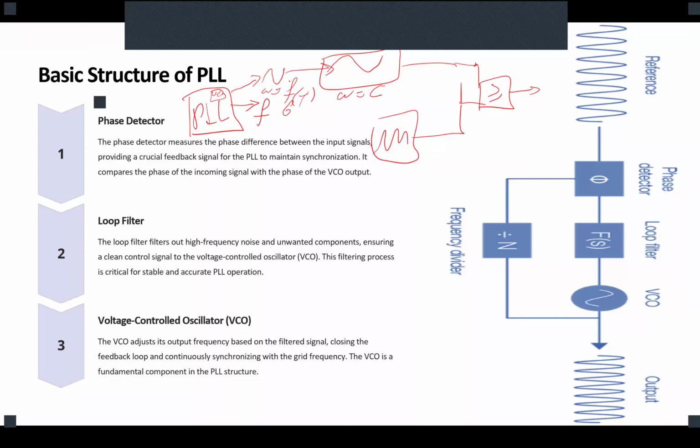Here. Oh, the grid voltage. You have the inverter here connected to the grid. Yeah, okay. Sorry. Is that clear now? Yeah.